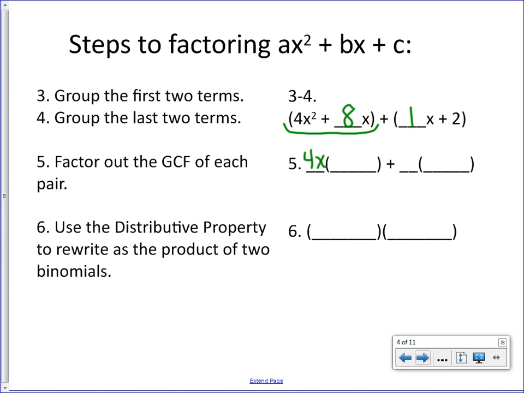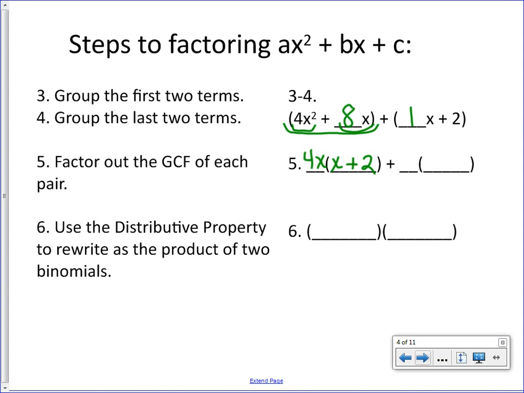So once we factor out the greatest common factor, we want to write what's left. Well, if I take 4x out of this, I have an x left. 4x times x is 4x squared. And if I take 4x out of the 8x, I have a 2 left. So I have 4x times the quantity x plus 2.